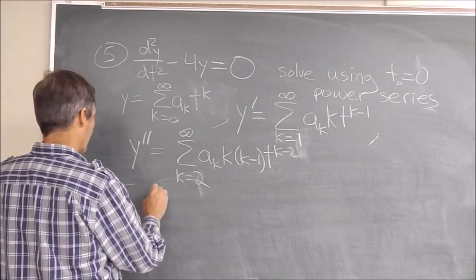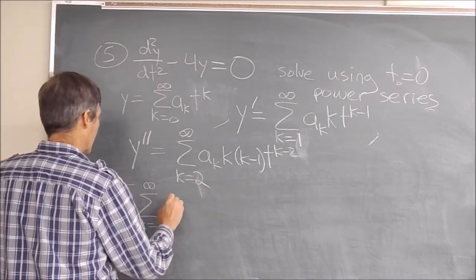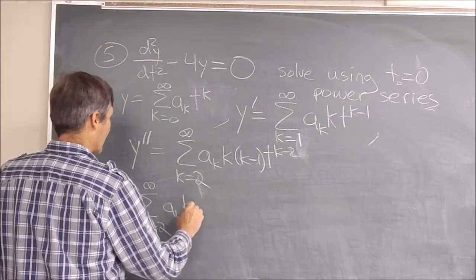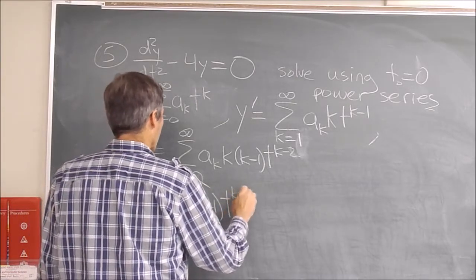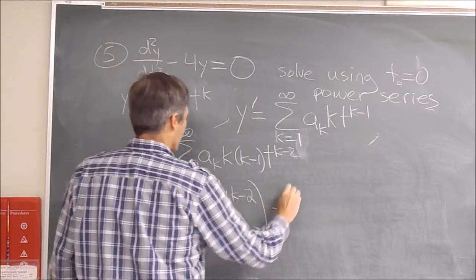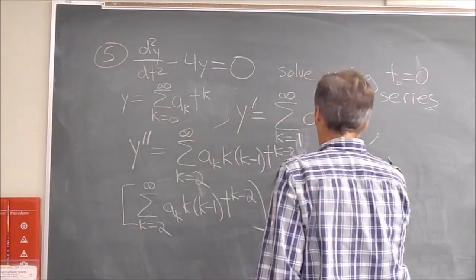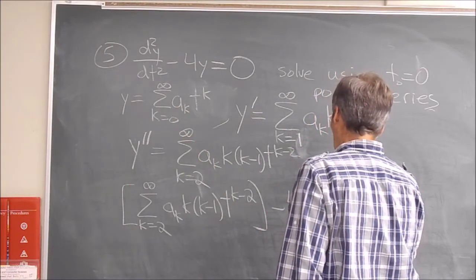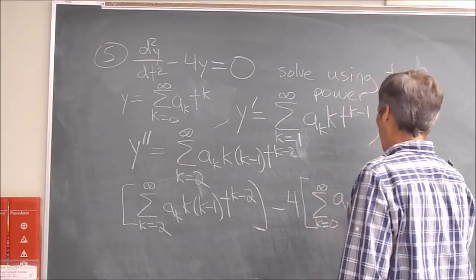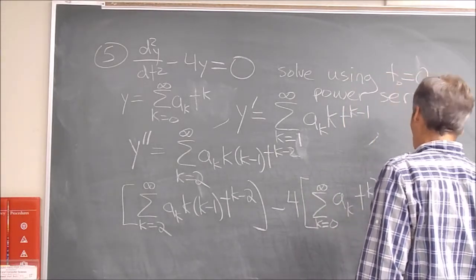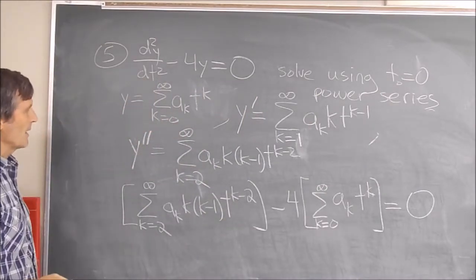So here we'll plug in the second derivative, sum k equals 2 to infinity, a_k k times k minus 1, t to the k minus 2, minus 4 times the function y, sum k equals 0 to infinity, a_k t to the k, has to equal the 0 function. So there is what we plug in.